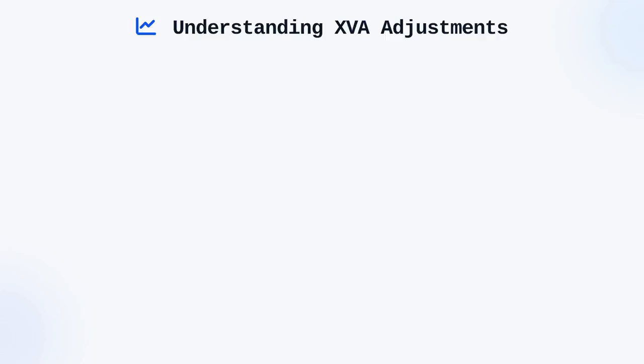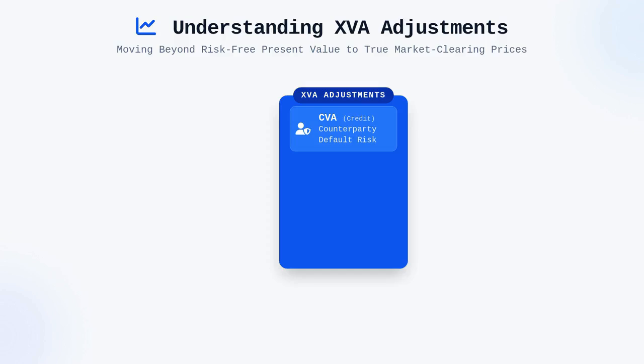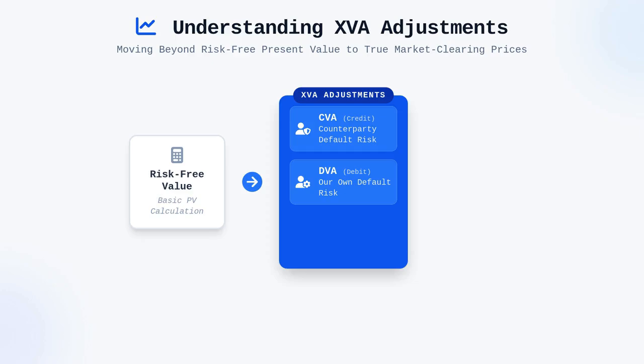Beyond the basic present value calculations, the market clearing price of a derivative is significantly impacted by counterparty risk considerations. We introduce here the concept of credit valuation adjustment, or CVA, which represents the market value of counterparty credit risk. Essentially, CVA is an adjustment to the risk-free value of a derivative to account for the possibility that the counterparty might default on their obligations. To maintain balance, we also consider debit valuation adjustment, or DVA, which reflects the risk of our own default from the perspective of the counterparty.